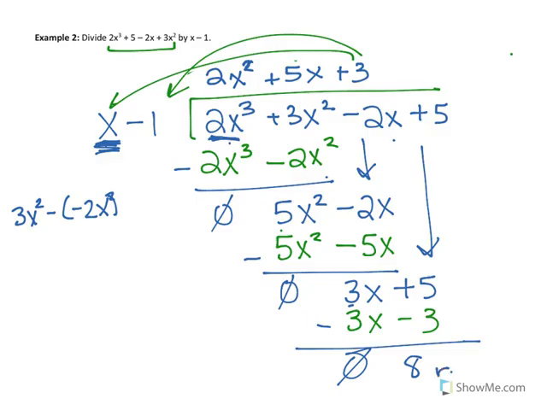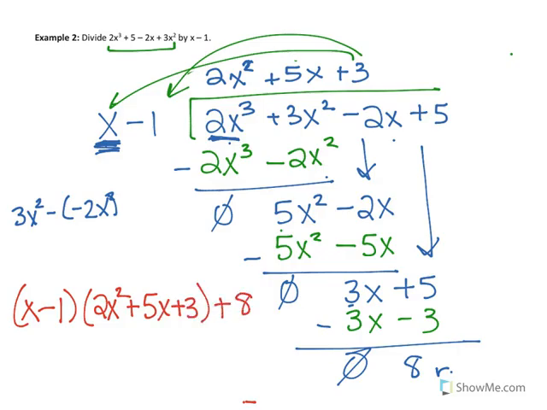So really what this means is if I take x minus 1, I'll do a different color, and I times it by 2x squared plus 5x plus 3, and I add an additional 8, I'm going to get my same thing. So this is how we write it out. That is the result when you divide. So the next page is we're going to check this.